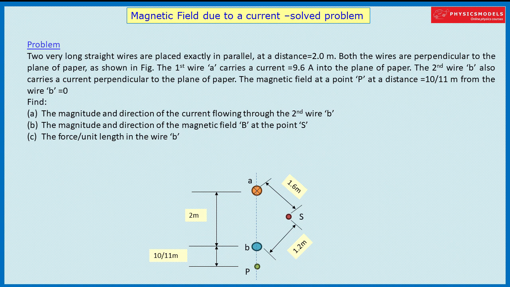There's a point S out there in space where the distances are given, and we have to find out the magnetic field at the point S, and also we have to find out the force per unit length on the wire B.